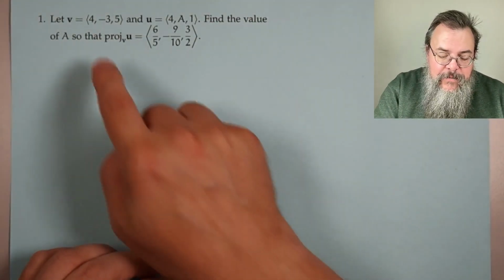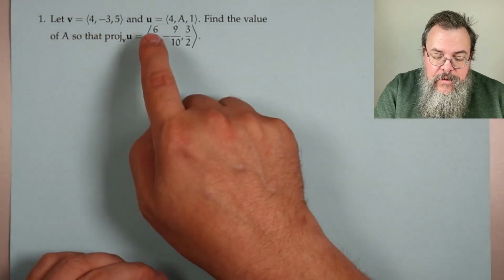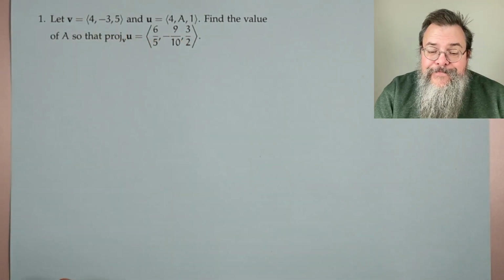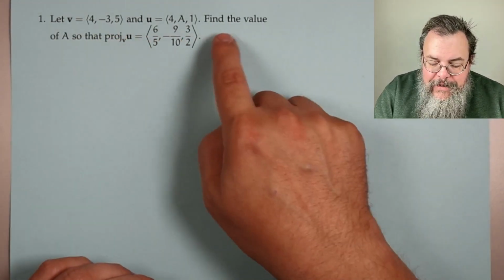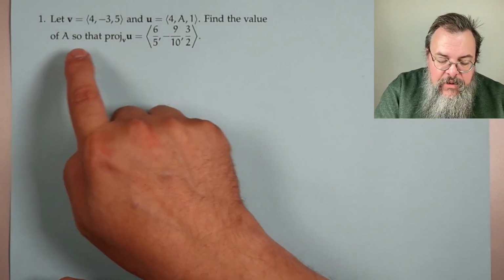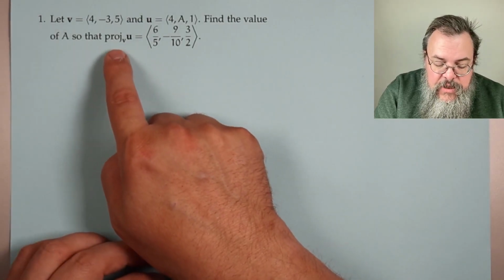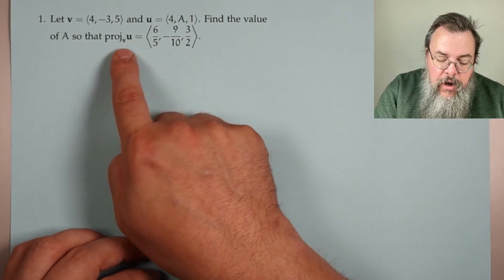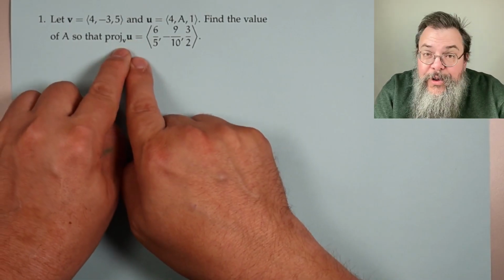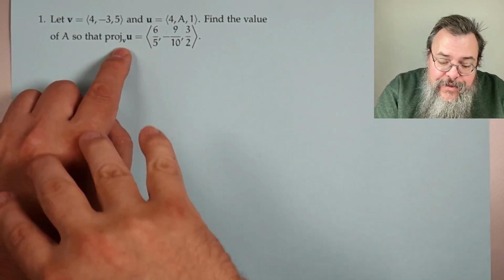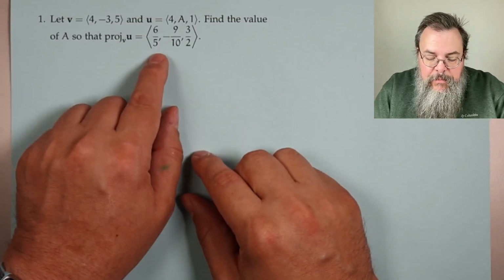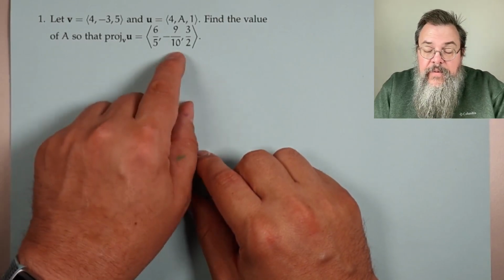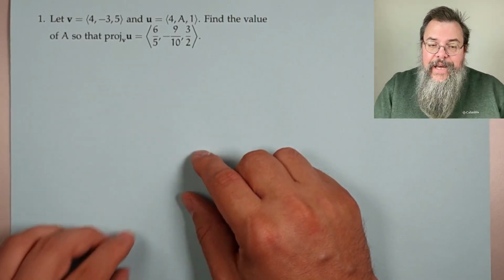Let v be the vector (4, -3, 5), and u the vector (4, a, 1). We're asked, find the value of a so that the projection, and here, let's make sure we understand our notation, we're projecting u onto v. So see how that v is small there? We're projecting onto v. And what is that projection? It's (6/5, -9/10, 3/2).